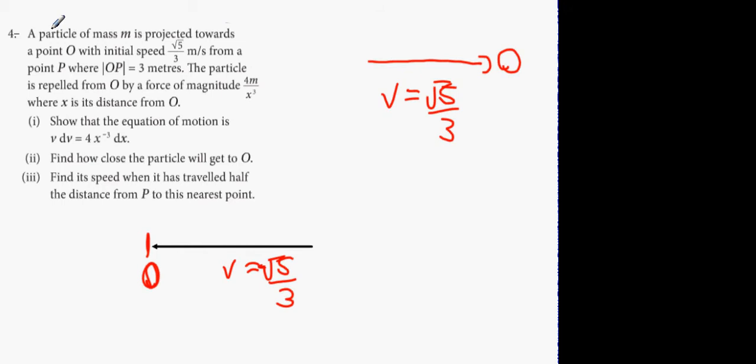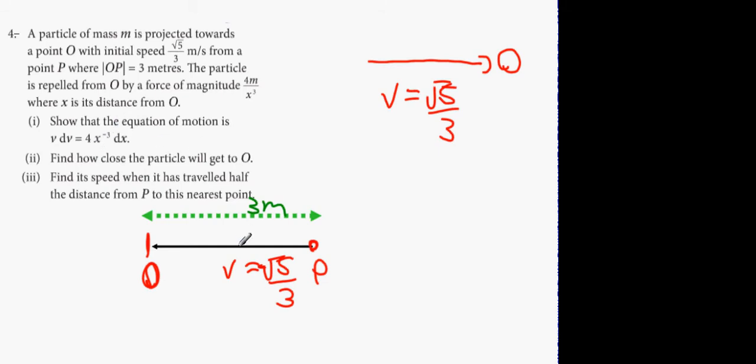a particle of mass m is projected towards a point O with initial speed root 5 over 3 from a point P, which is 3 meters away. Okay? So that is 3 meters away there, okay? So 3 meters away. Now, the particle is repelled by a force of magnitude 4m over x cubed, where x is the distance from O. Show that the equation of motion is v dv equals 4x to the minus 3 dx.